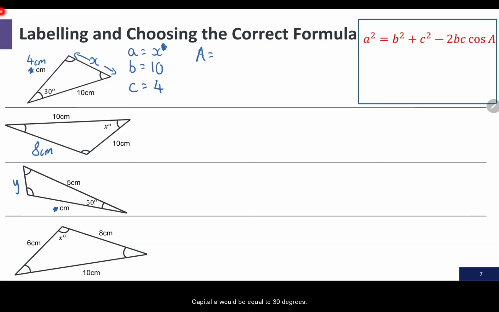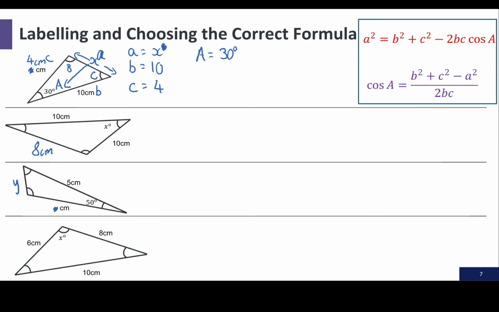Capital A would be equal to 30 degrees. Remember, if that's lowercase a, that is capital A. Lowercase b, capital B. Lowercase c, capital C. When we're using the cosine rule, we need the angle opposite and the other two sides. So for this question, the formula I would use would be a squared equals b squared plus c squared, so almost Pythagoras, except we are subtracting 2bc cos A.